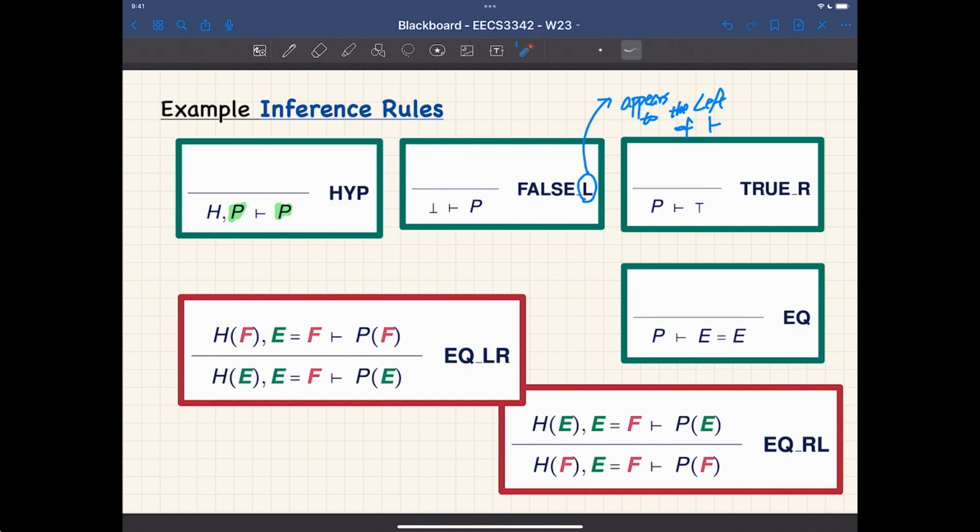And finally, EQ, equality. If you have something equal to itself as the goal to prove, it's also provable, because something equal to itself is always true. Are we okay with 1, 2, 3, 4 over here? These are more straightforward to think about. The next two are potentially very confusing, but we're going to do an example, don't worry. But let me explain at least how you can understand them.